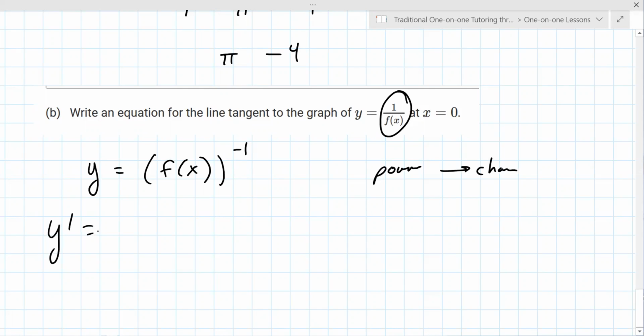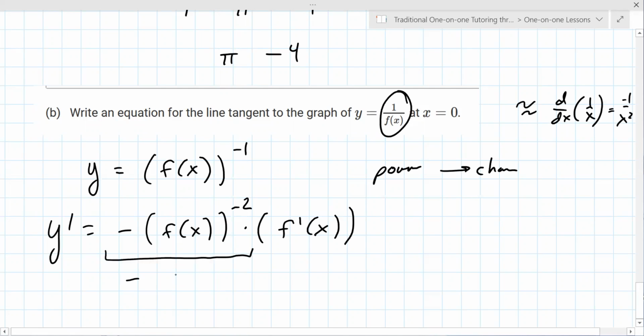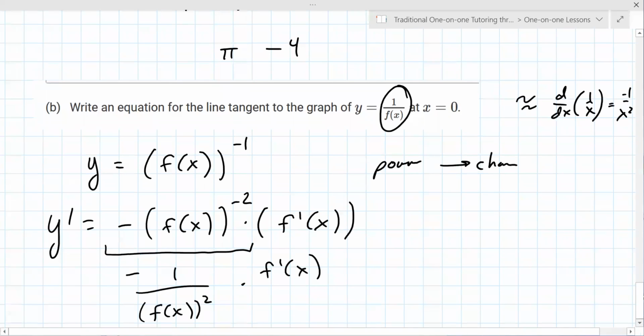So your y prime here is negative 1 times f of x to the minus 2 power times, what's the derivative of the inside function? F prime of x. Yeah. So it's kind of like d dx of 1 over x ends up being minus 1 over x squared when you do that. And this part rewritten is negative 1 over f of x all squared. Okay, so now we just got to go find some values.